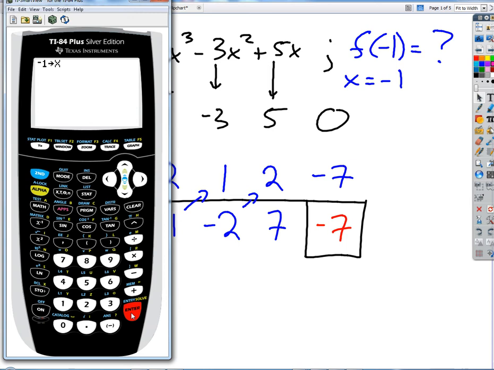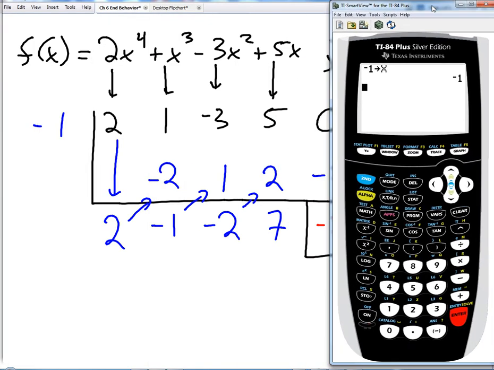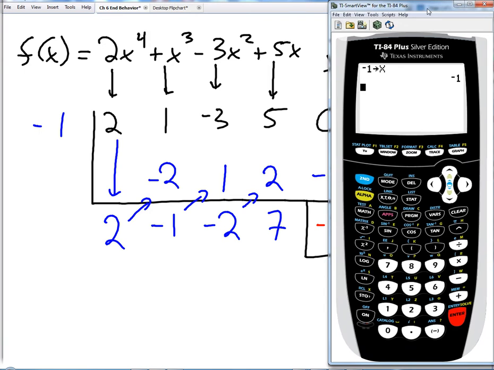So all I have to do now is just type in this expression and hit enter, and every place I have an x, it's going to replace it with -1. Okay, so 2x to the 4th plus x cubed minus 3x squared plus 5x. And if I hit enter, look what we get. There's our -7, right?